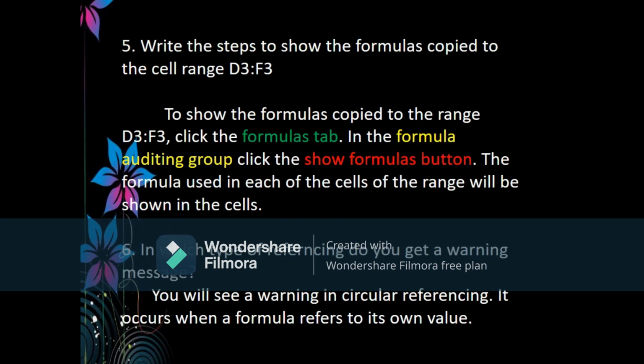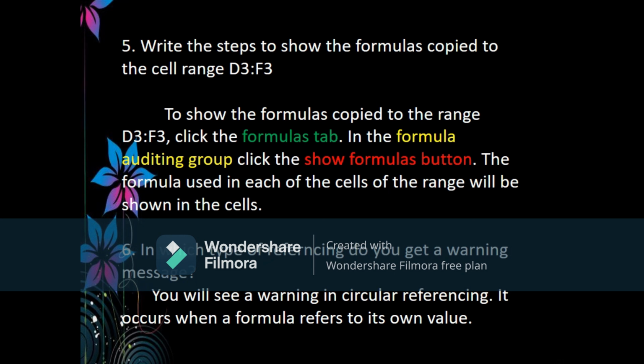Write the steps to show the formulas copied to the cell range D3 through F3. What do we have to do to show the formulas? First, click the Formulas tab. Then in the Formula Auditing group, click the Show Formulas button. Totally 3 options. What are they? Formulas tab, then Formula Auditing group, from that you select the Show Formulas button. The formula used in each of the cells of the range will be shown in the cells. Just listen: Formulas tab, Formula Auditing group, then Show Formulas button.